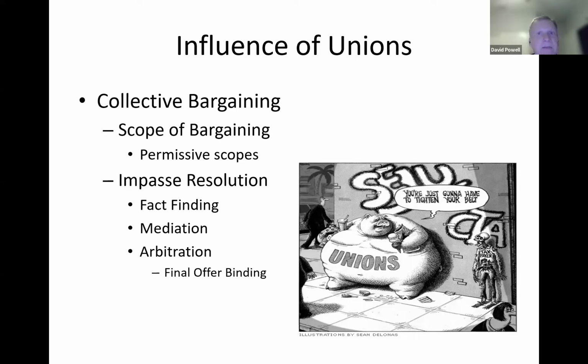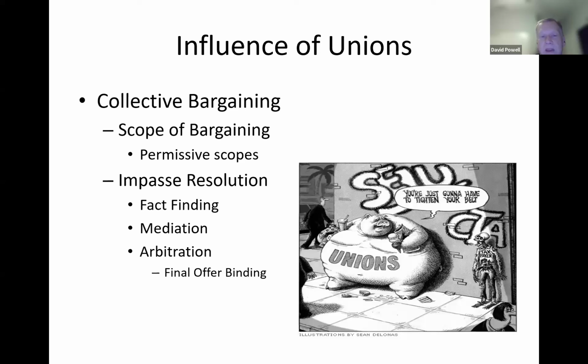It's a very high stakes way to try and resolve an impasse, but it will assure you that you will end up getting an agreement, because the arbiter will select one of the two proposals and make that proposal binding on both of the parties.